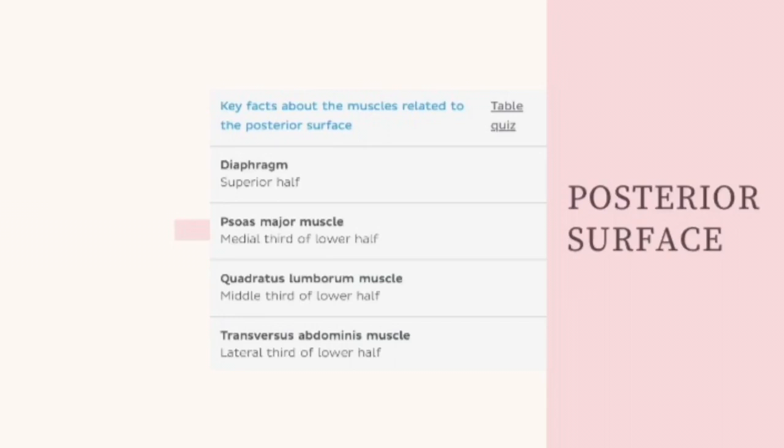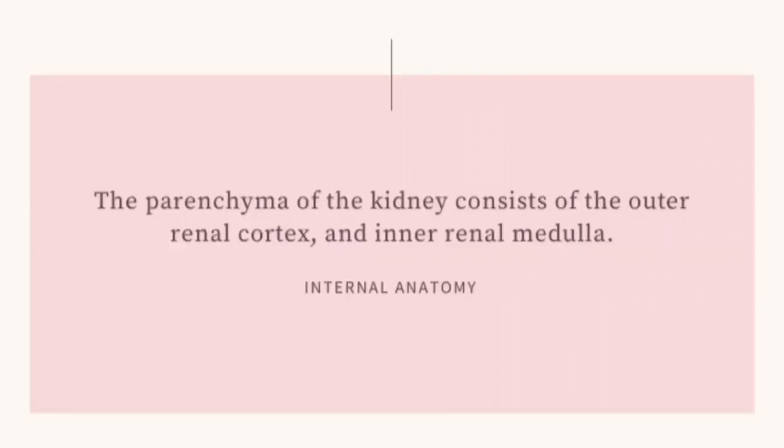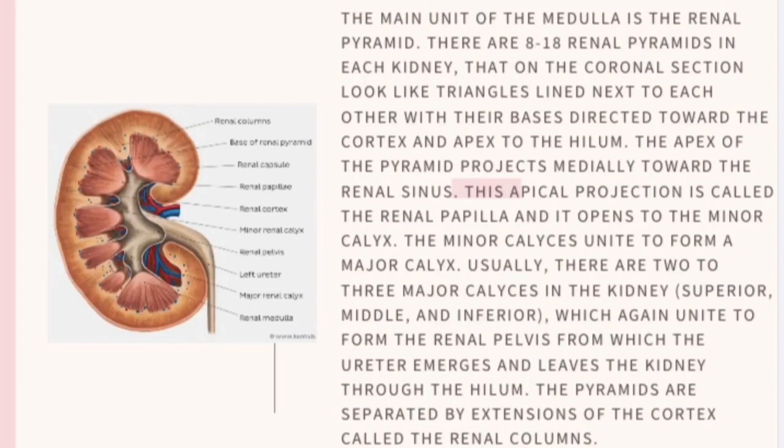So let's proceed to the internal anatomy. So the parenchyma of the kidney consists of the outer renal cortex and the inner renal medulla. So the main unit of the medulla is the renal pyramid. So there are 8 to 18 renal pyramids in each kidney that on the coronal section look like triangles lying next to each other with their bases directly toward the cortex and the apex to the hilum.